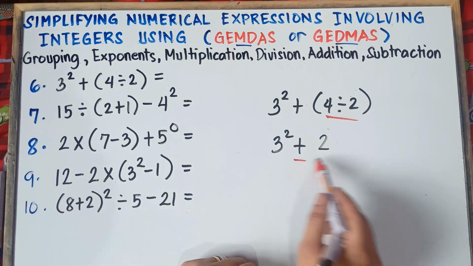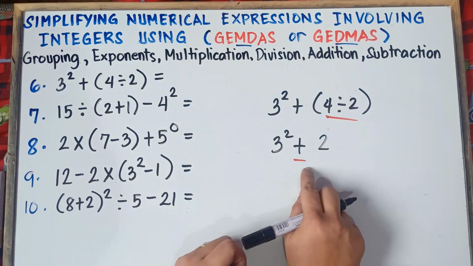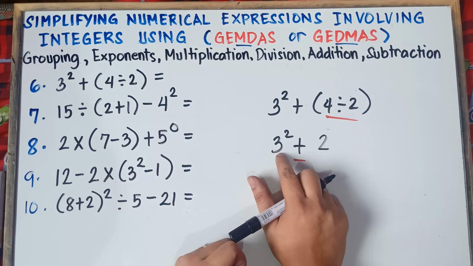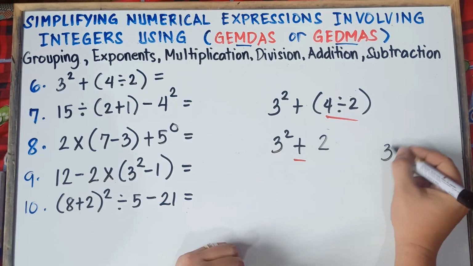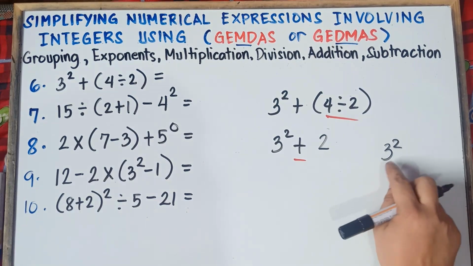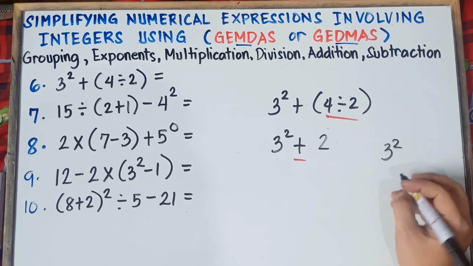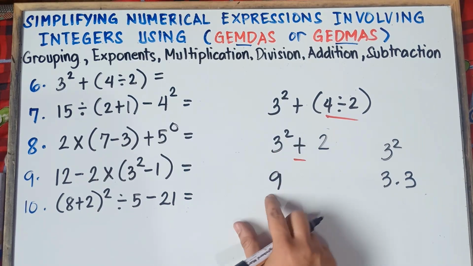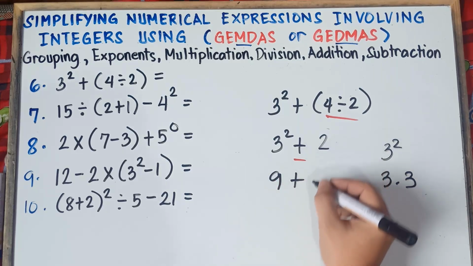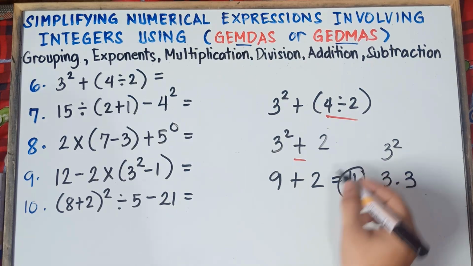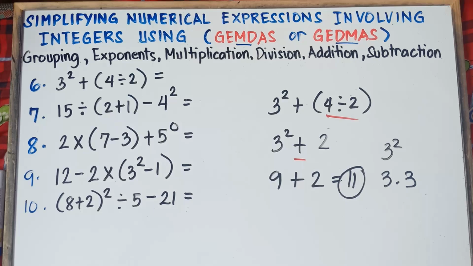Alright, so once again, class, do not add this one, because we have an exponent. Exponents come first before addition. So simplify this one first. If we have 3 squared, it doesn't mean 3 times 2. It means you multiply 3 by itself twice. 3 squared means 3 times 3, and 3 times 3 would be 9. And then copy plus sign, and then copy 2. So 9 plus 2, that would be 11. So therefore, the answer with regards to example number 6 would be 11.